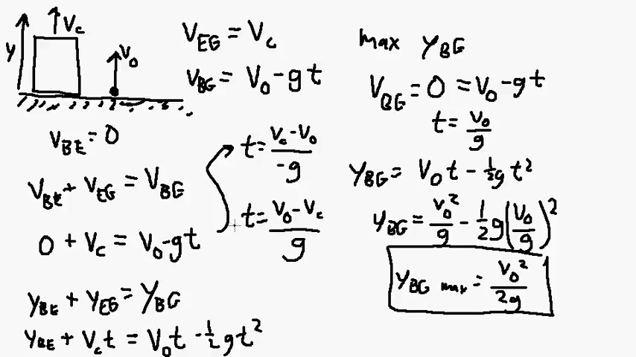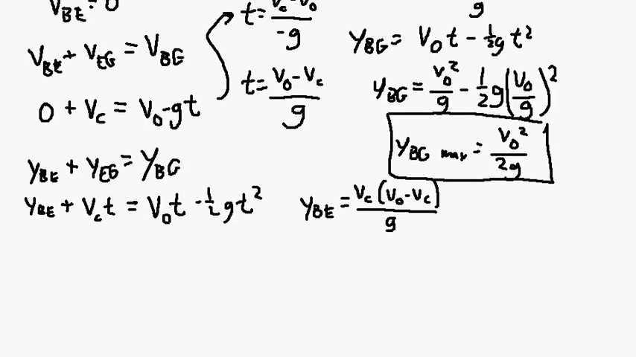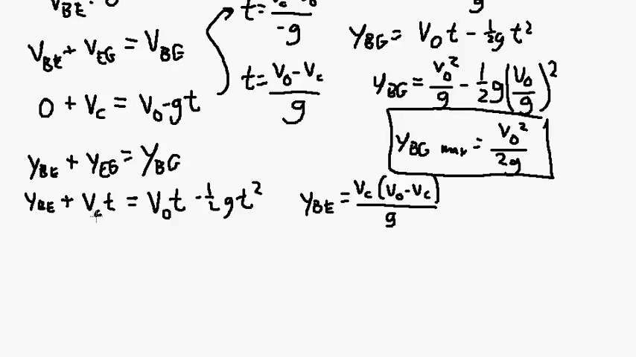Okay, so we use this t here. So y_be equals v_c times (v_0 minus v_c over g). Let me scroll down just a little bit and get some more space. Okay, so that's this bit.